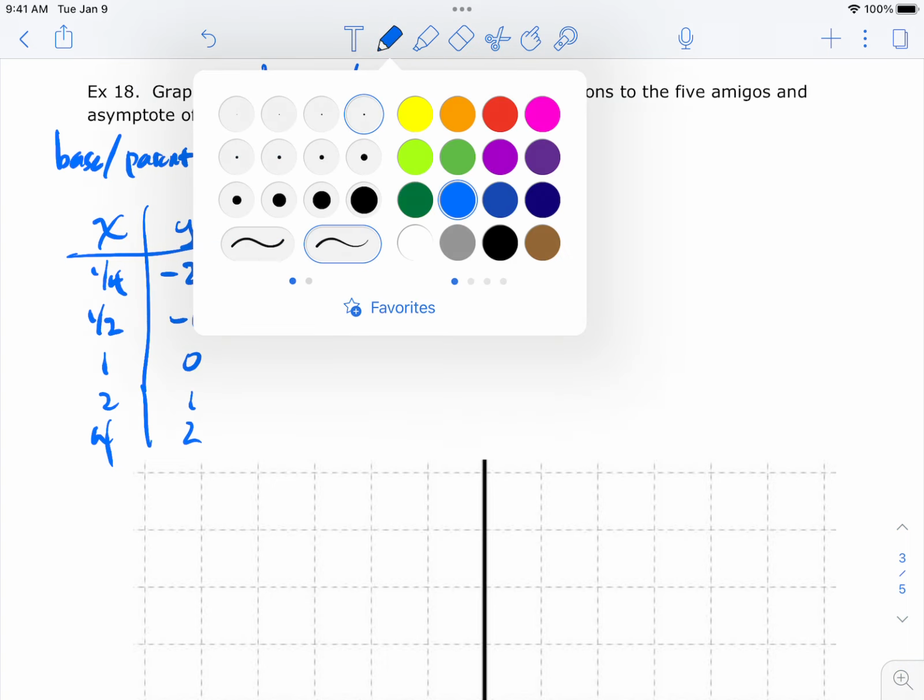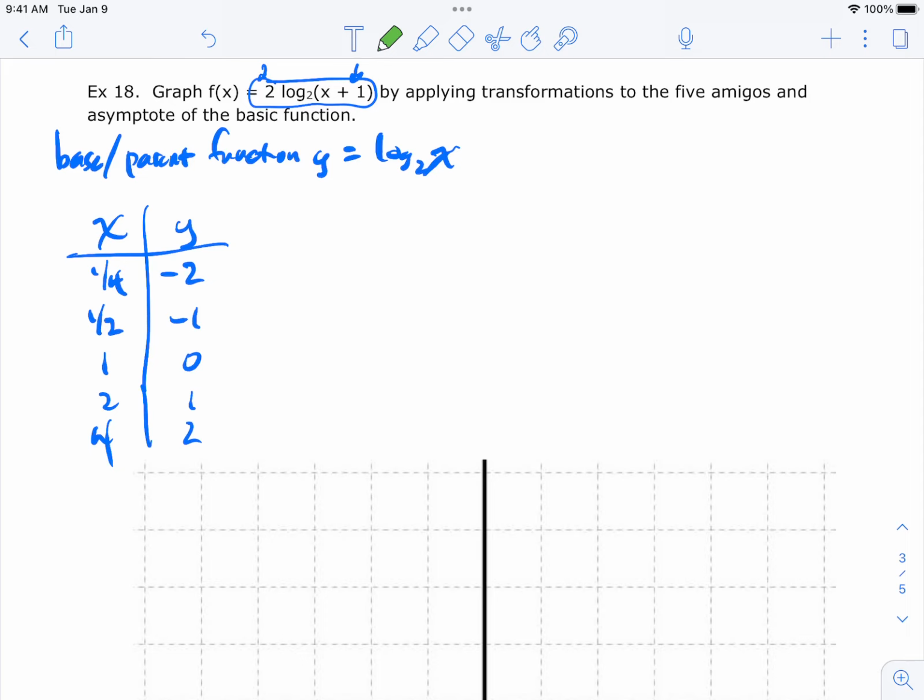Now I'm going to make some transformations here. Let's make them in green. One transformation I have to do is I have to get that 2 in front. Well, that would be basically taking the log function and multiplying it by 2. You take your function, in this case this, and you double it. That was a vertical stretch by a factor of 2. Okay, that'll get your 2 there.